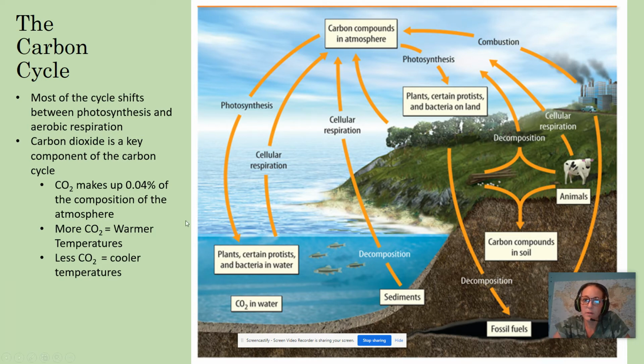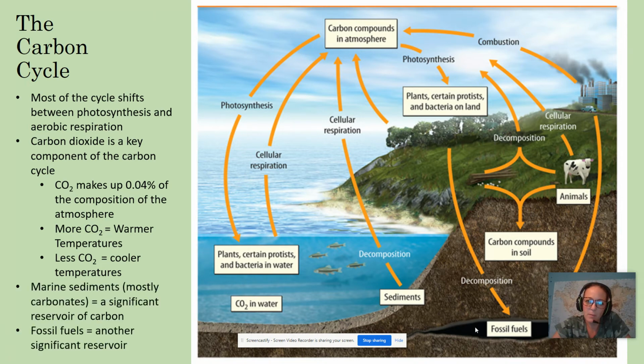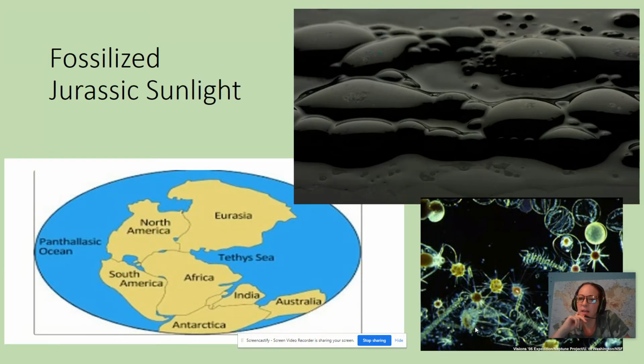Another issue with CO2 is that we have lots of it locked up in our fossil fuels. When I ask students in class, where do our fossil fuels come from? Where did the oil come from? Where did the coal come from? Many times students say, oh, well, it came from dinosaurs. And that's not actually true. Our oil did not come from dinosaurs. Our oil actually came, we'll come back to that, from fossilized Jurassic sunlight.